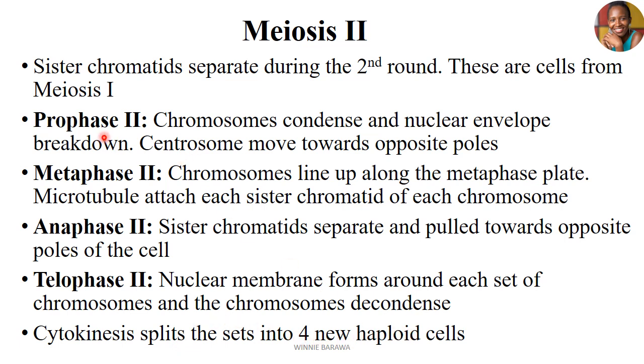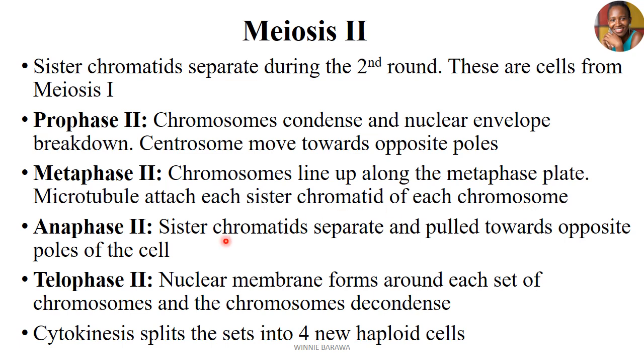haploid cells. So in prophase 2, the chromosomes again will condense and then the nuclear envelope will break down. The centrosomes will move towards the opposite poles, the north and the south pole. Then in metaphase 2, the chromosomes will line up along the metaphase plate, or along the equator, and the microtubules will now attach to each sister chromatid of each chromosome. So we shall attach this microtubule at the kinetochore to help us in the cell division.